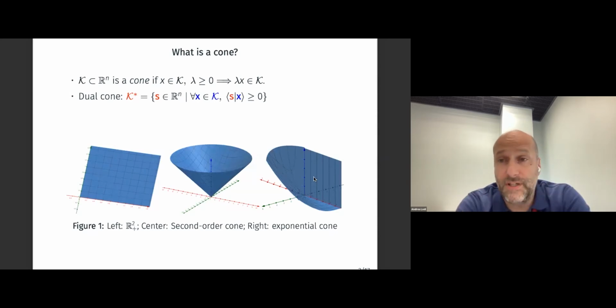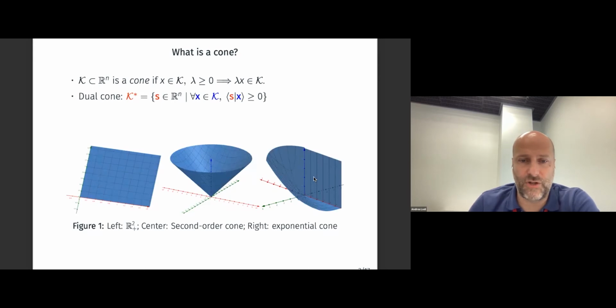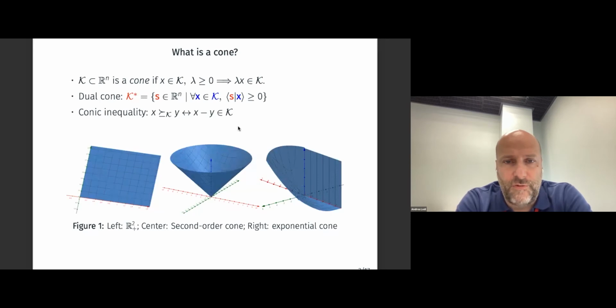The dual cone is obtained by taking any s in R^n such that s transposed x is non-negative for every x in the cone. This is the dual of my original cone, and I will denote it as script K star. In addition, for a conic inequality, x less or equal in conic form than y means that x minus y belongs to the cone.